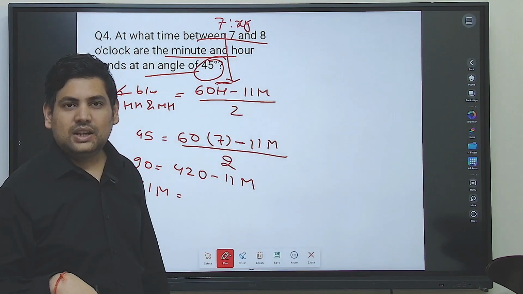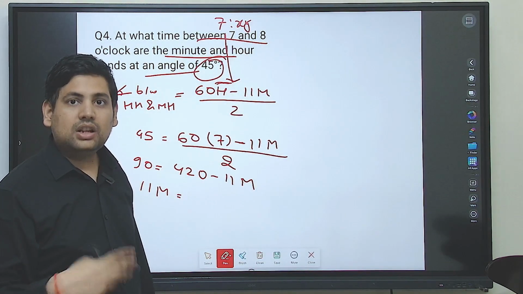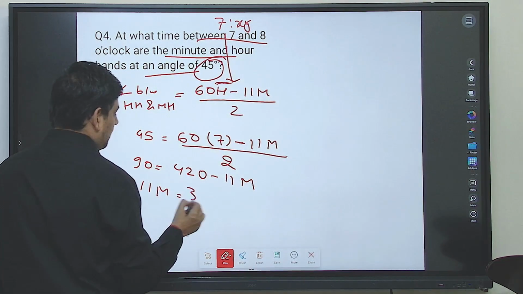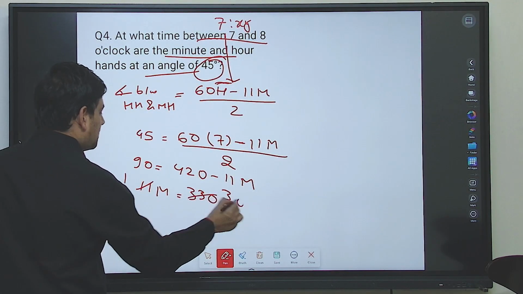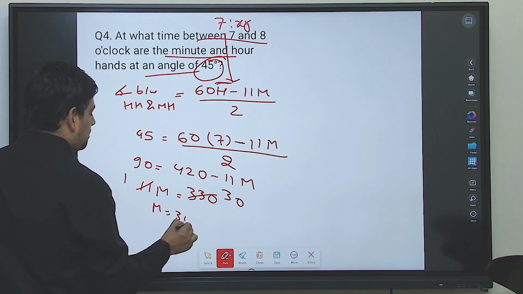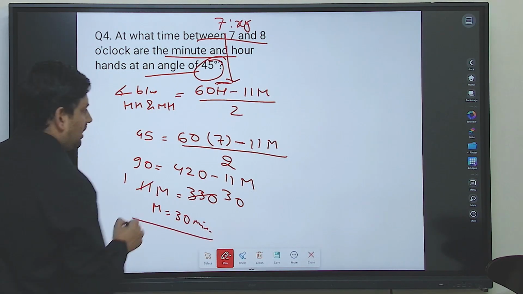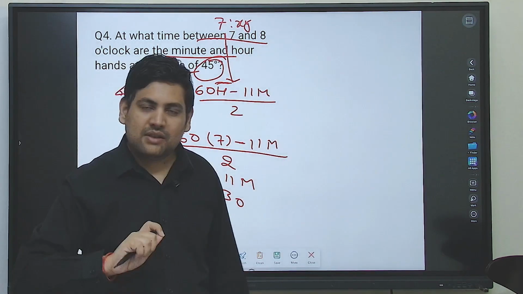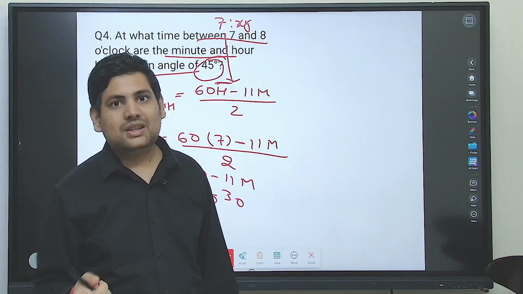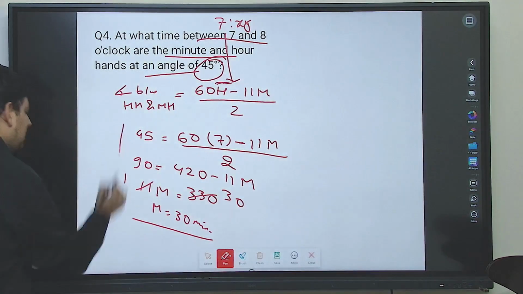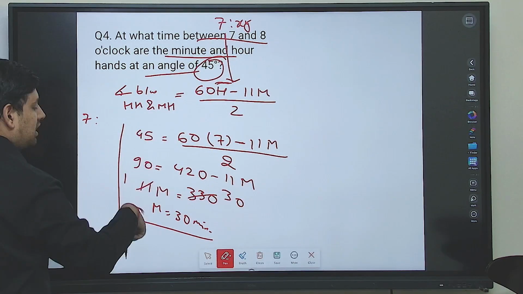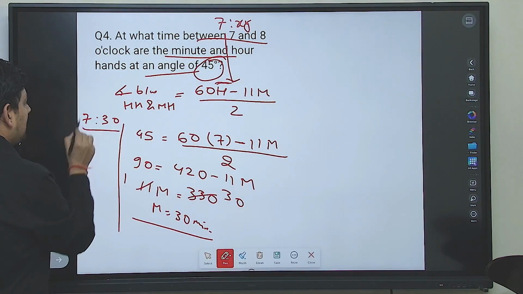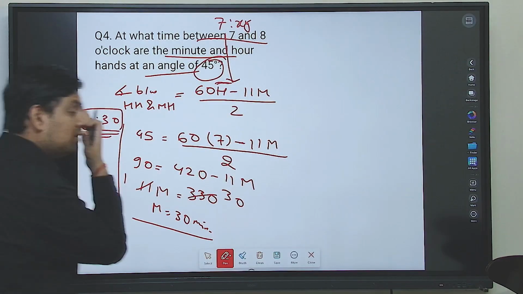420 minus 90 will be what? 330. Because that will be 70 and 20. So this goes 1 time, this goes 3 times, and 0 times. m came out to be 30 minutes. So the answer becomes what? This was 7 past and then some minutes. So how many minutes will you get? 7 hours and 30 minutes. So 7:30 is the time when the angle will be 45 degrees.